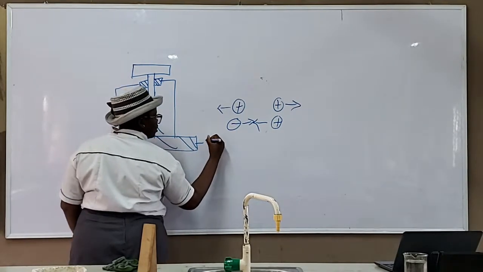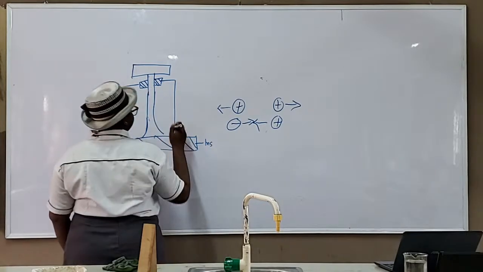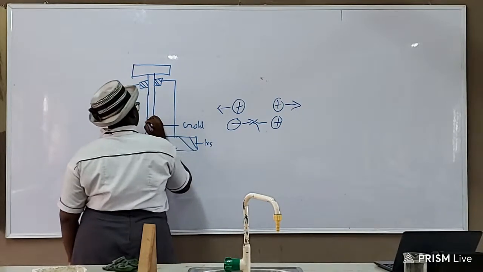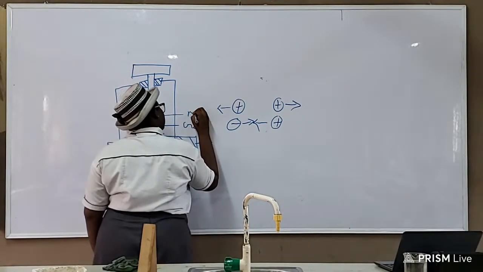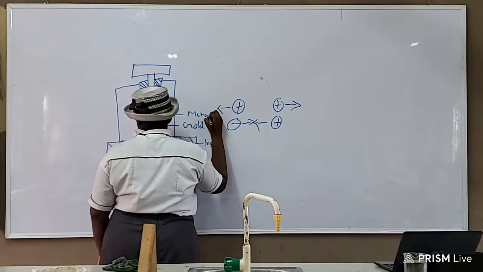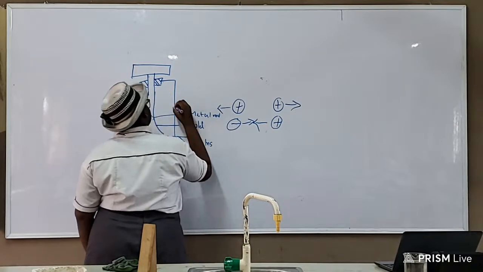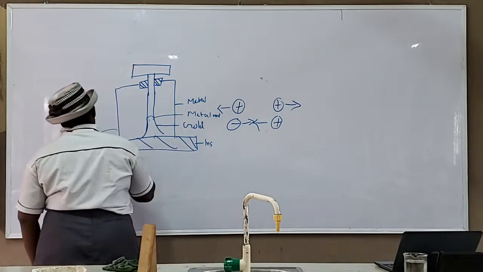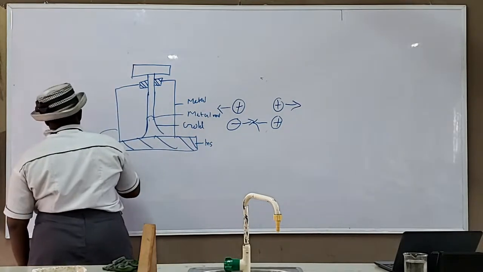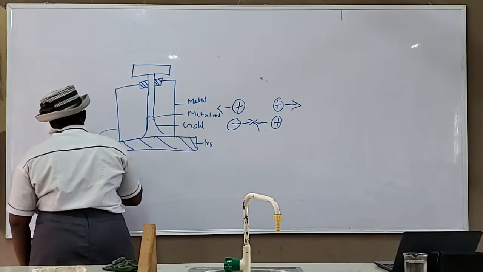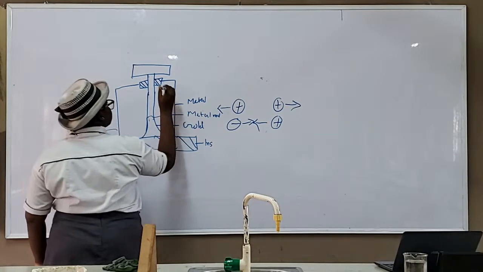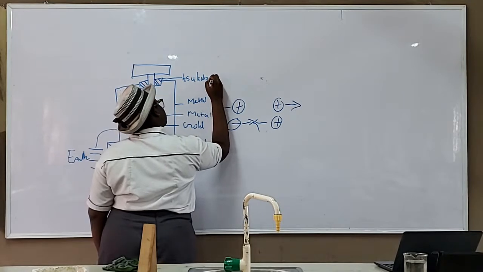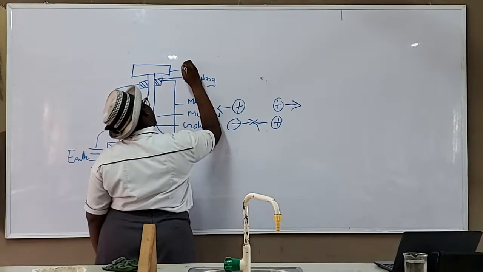This is the insulating base. This is the gold leaf. This is the metal rod extension. This is the metal case. This is basically earth. This is the insulating pencil. This is the brass disc.